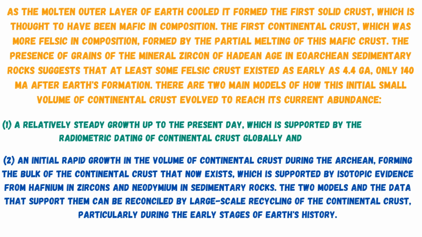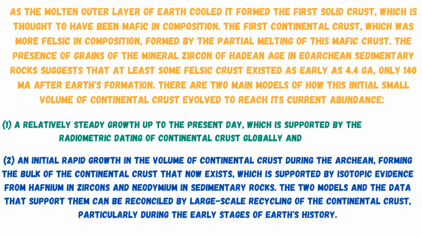There are two main models of how this initial small volume of continental crust evolved to reach its current abundance. 1. A relatively steady growth up to the present day, which is supported by the radiometric dating of continental crust globally, and 2. An initial rapid growth in the volume of continental crust during the Archean, forming the bulk of the continental crust that now exists, which is supported by isotopic evidence from hafnium in zircons and neodymium in sedimentary rocks. The two models and the data that support them can be reconciled by large-scale recycling of the continental crust, particularly during the early stages of Earth's history.